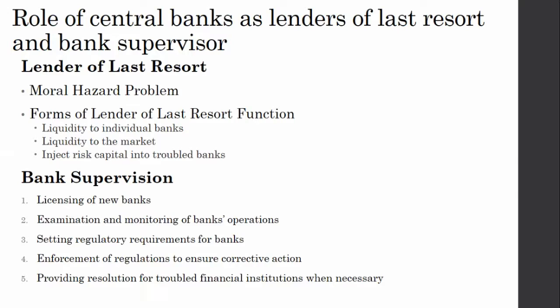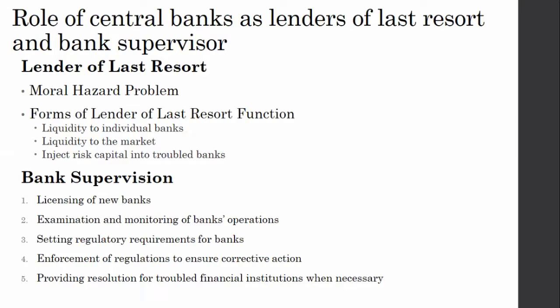Liquidity to individual banks, that is for the short-term obligation, not solvency problem, but liquidity problem. Second one, liquidity to the market. So in a situation where all the market collapse, like global financial crisis, Great Depression, so they inject money into the system. Third one is to the troubled banks. When they have solvency problems, they might inject the risk capital. So that is all about the lender of last resort function.